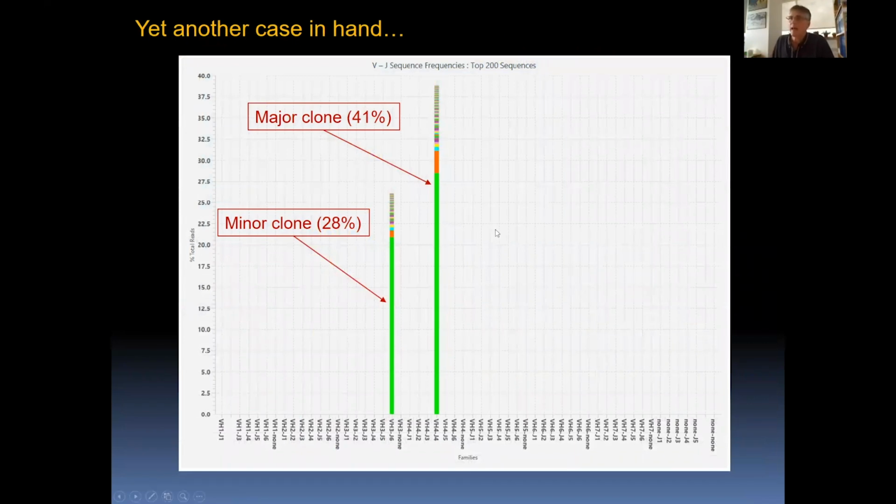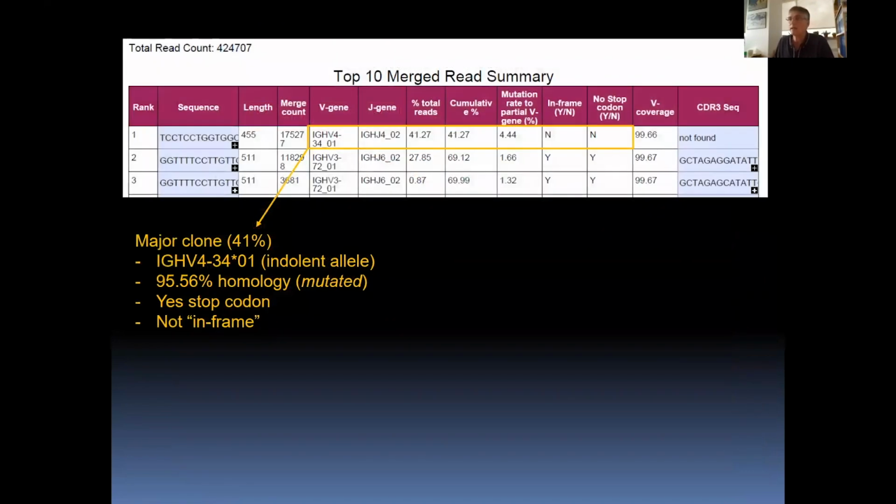Here's another case in hand where we have a slight difference in the proportions of one clone as opposed to the other, 41% to 28%. And again, we do the analysis, or the software does the analysis. We take the major clone, which is the IGHV 4-34 allele 1. I will talk about this in a couple of minutes. It is a stereotype subset 4, which is, by definition, an indolent allele.